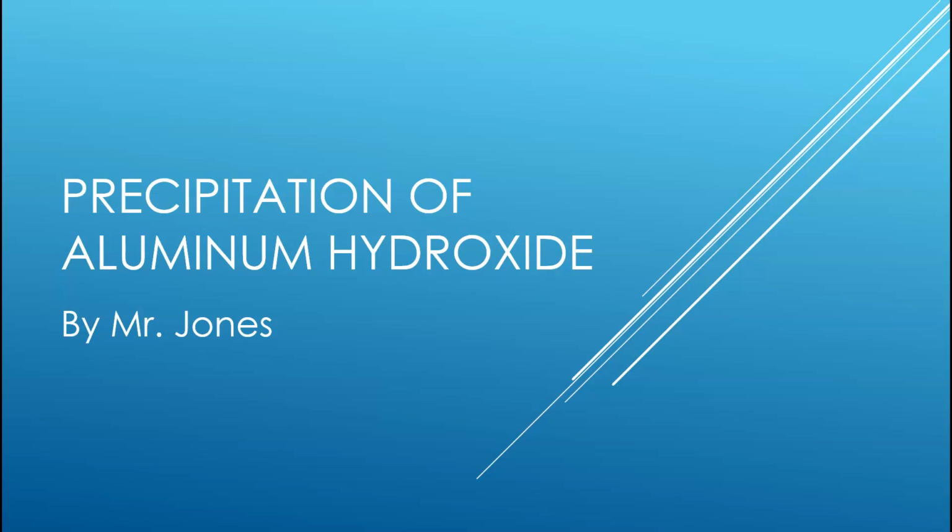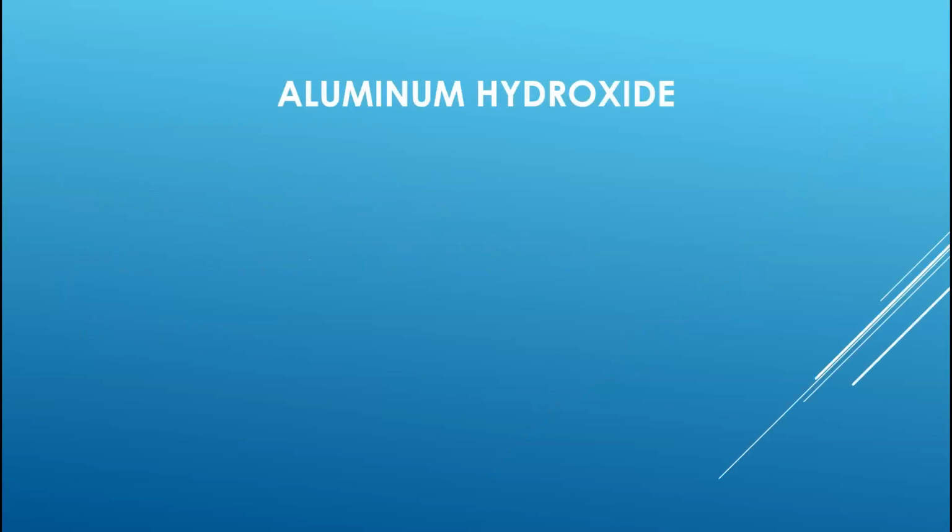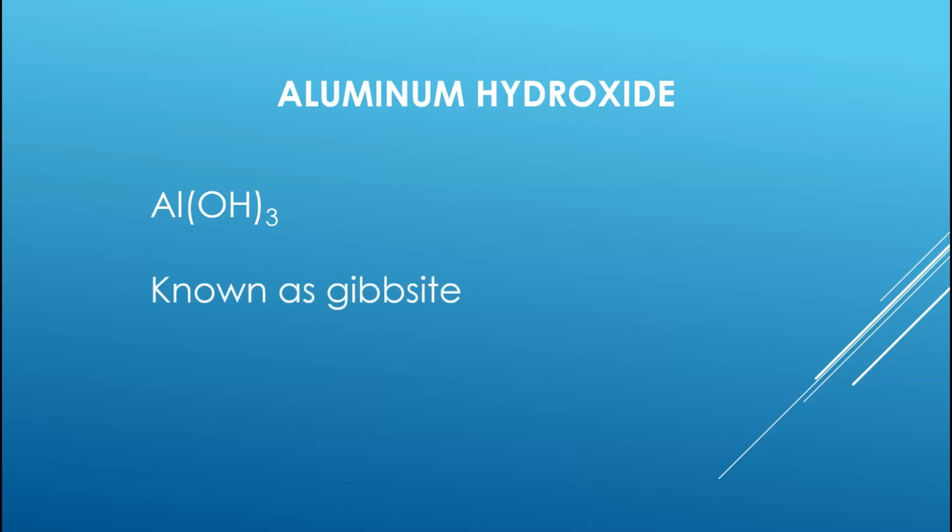But what is aluminum hydroxide? Aluminum hydroxide has the formula Al(OH)3. It's a naturally occurring mineral. It's known as gibbsite, and it is obtained from an ore called bauxite. And bauxite is the main source of aluminum in mining for aluminum ores.